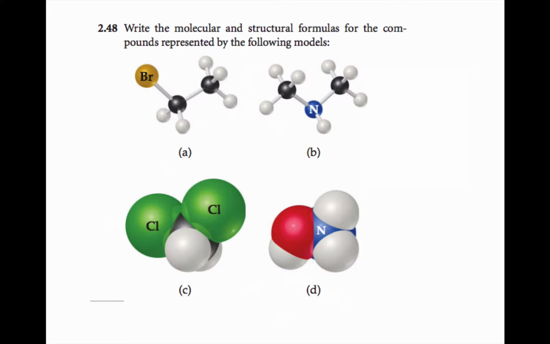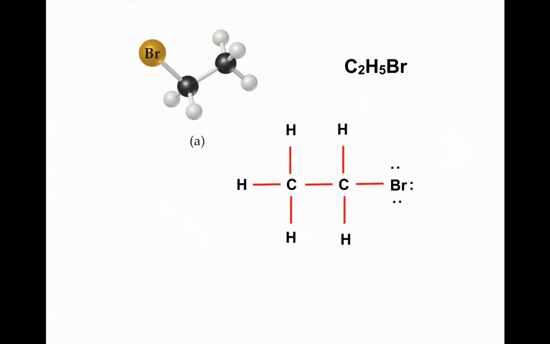The white ones are hydrogens, the black ones are carbons. So I've got 1, 2, 3, 4, 5 hydrogens, 2 carbons, and 1 bromine. The convention with a hydrocarbon is you put the carbons first in the molecular formula, then the hydrogens, then whatever other atom. So the way you would write this out is C subscript 2 to indicate that you've got 2 carbon atoms in the molecule, H subscript 5, that you've got 5 hydrogens attached, and 1 bromine. So perspective drawing, structural formula, molecular formula.